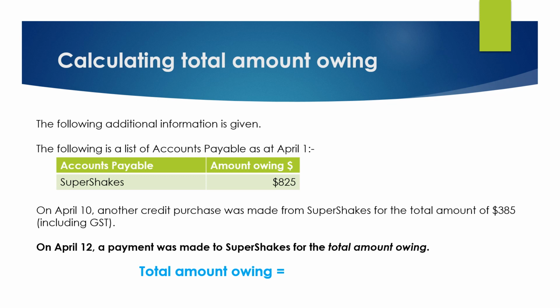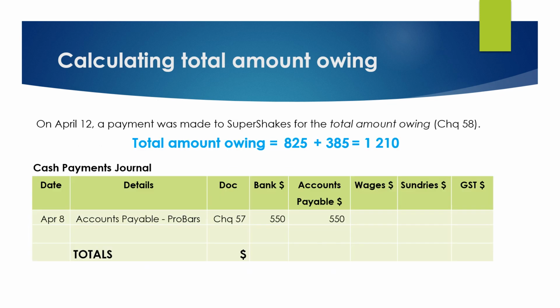In this case, the total amount owing is worked out by taking the amount owing at the start, which was $825, plus the credit purchase that was made on the 10th of April, totaling $385. Because there were no other payments that were made to Super Shakes during this period, this is the amount that we are owing to Super Shakes in total, which is $1,210. So there we have it. On the 12th of April, a payment was made to Super Shakes for the total amount owing, and we've worked it out to be $1,210.